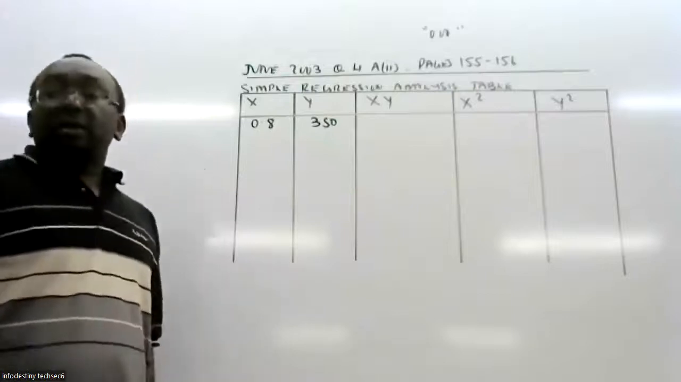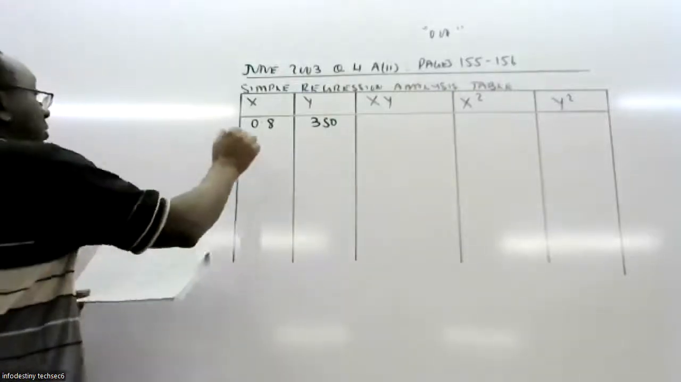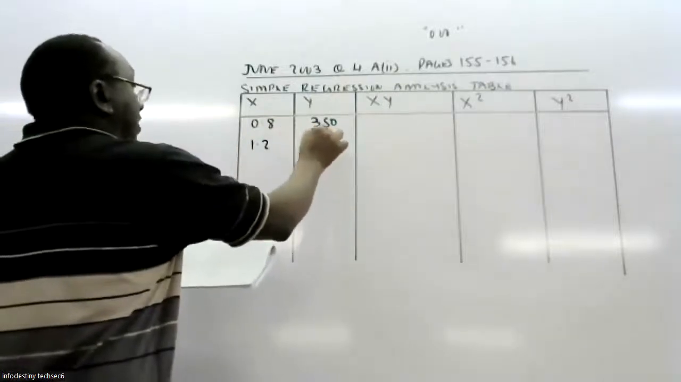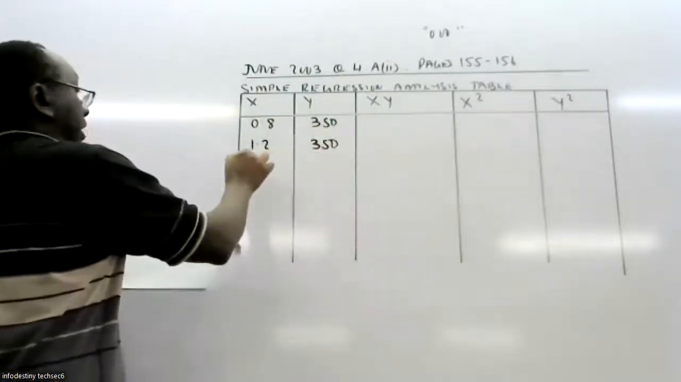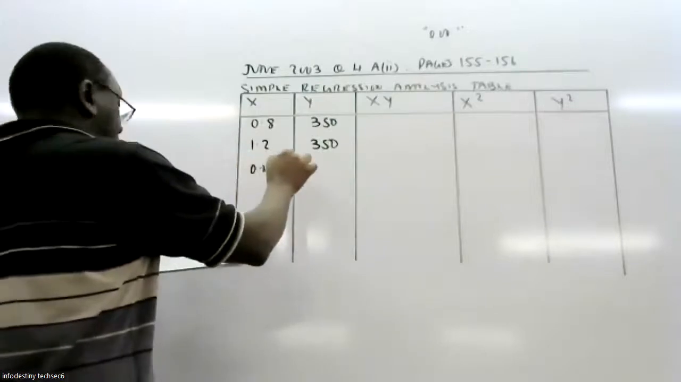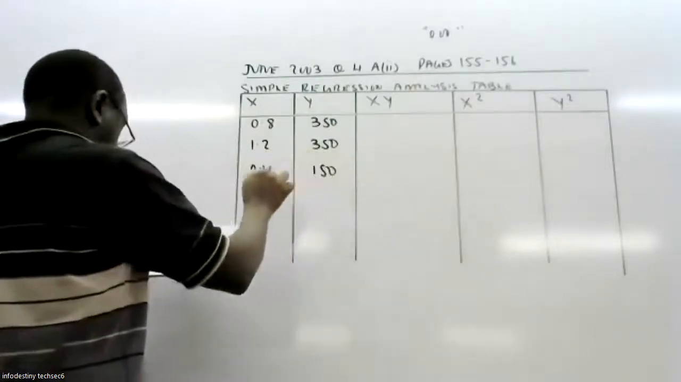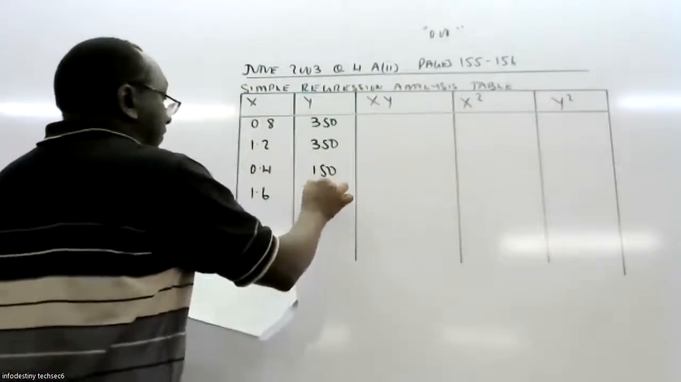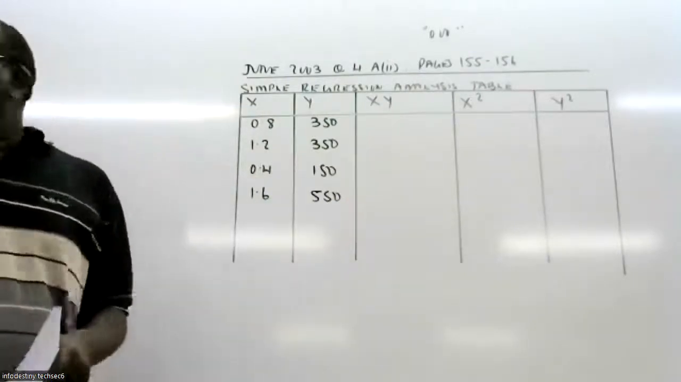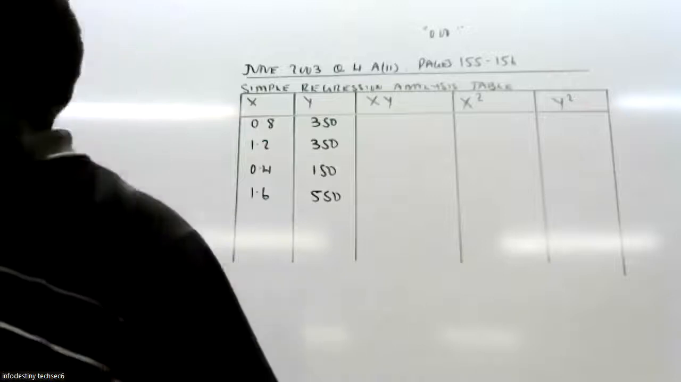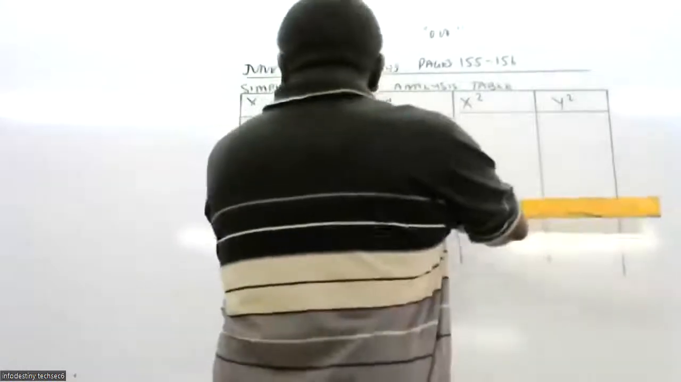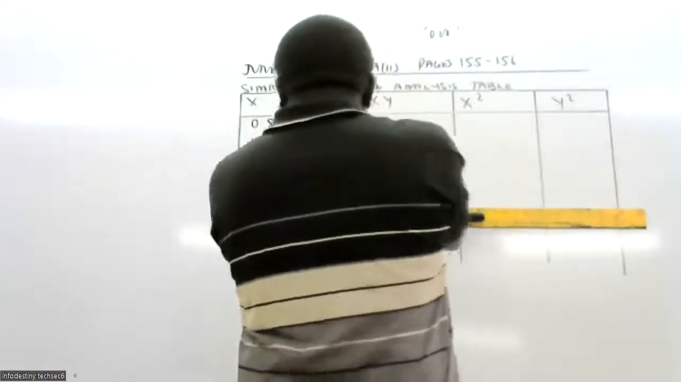The next one is 1.2. We have 350. Then 0.4, we have 150. 1.6, we have 550. Now that data is manageable when you simplify that. Otherwise, if you work with it in full, it will trouble you.